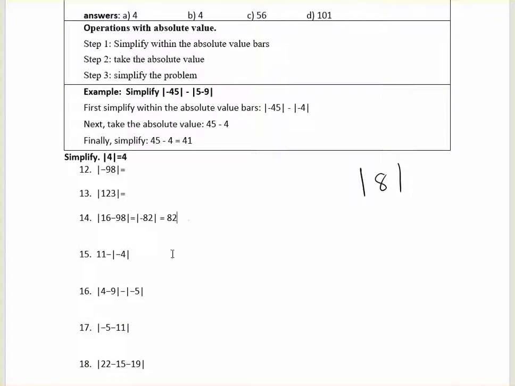In something like, let's do 15 as well. In 15, 11 minus, and then you take the absolute value of negative 4. The absolute value of negative 4 is 4, so your problem has become 11 minus 4, which you can finish that one.